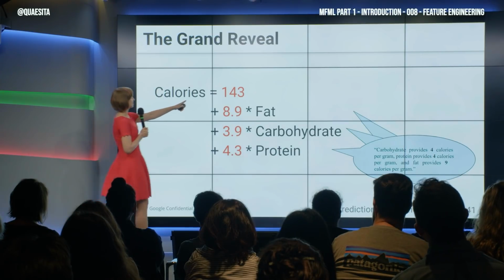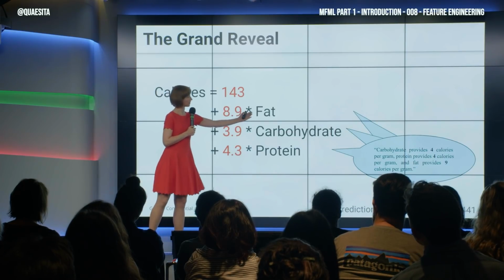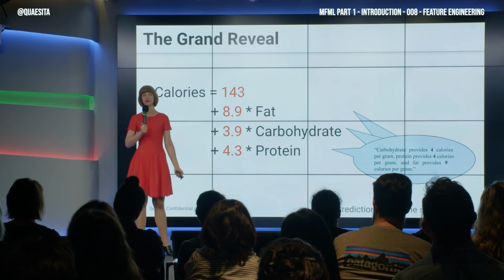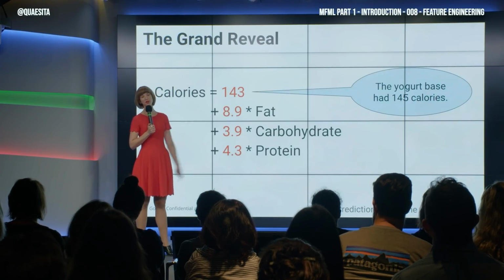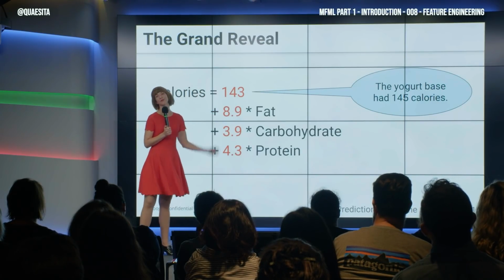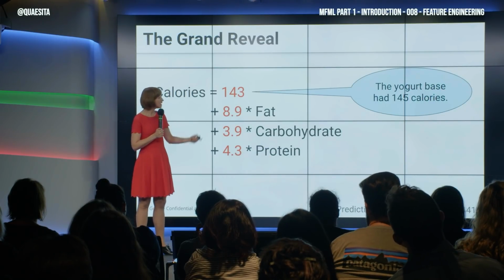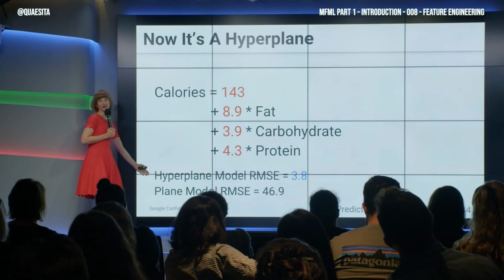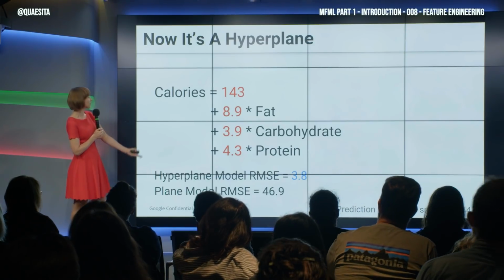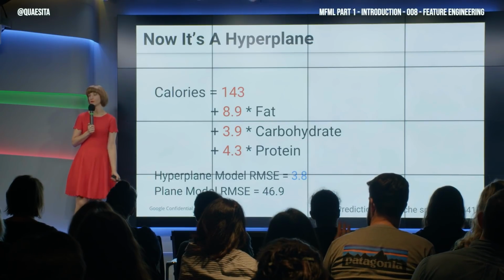What on earth is this 143 thing? Well, we ask ourselves, if there is no fat, no carbs, and no protein, if our secret ingredient was water, what's left? Well, there was yogurt in there every time. Now, it turns out our yogurt base had 145 calories. We're predicting 143. There's a little bit of a mismatch, so maybe there was some error in our data. But you know what? Our score is getting pretty good. Not perfect, but pretty good. We're off by 4 calories on average when it used to be 47.